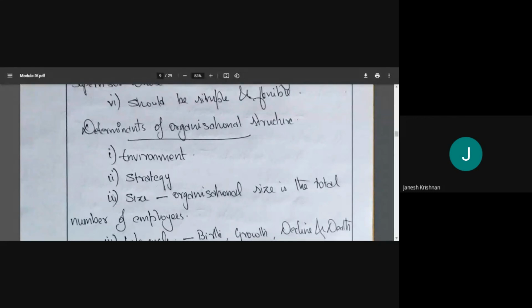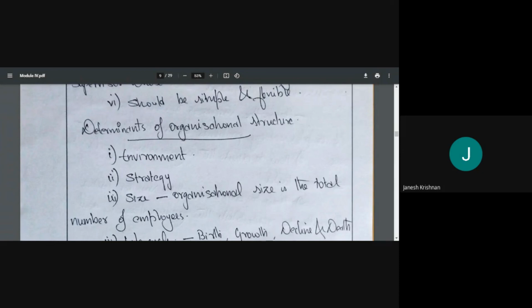Then size. Size means the total number of employees in the organization. That will also influence the structure. If we have more and more people, we'll have to have more and more structure. See, the shop near you, it's also a place of business. There will be an owner and maybe one helper. The helper might sometimes be his family itself. Both of them will do the job together.